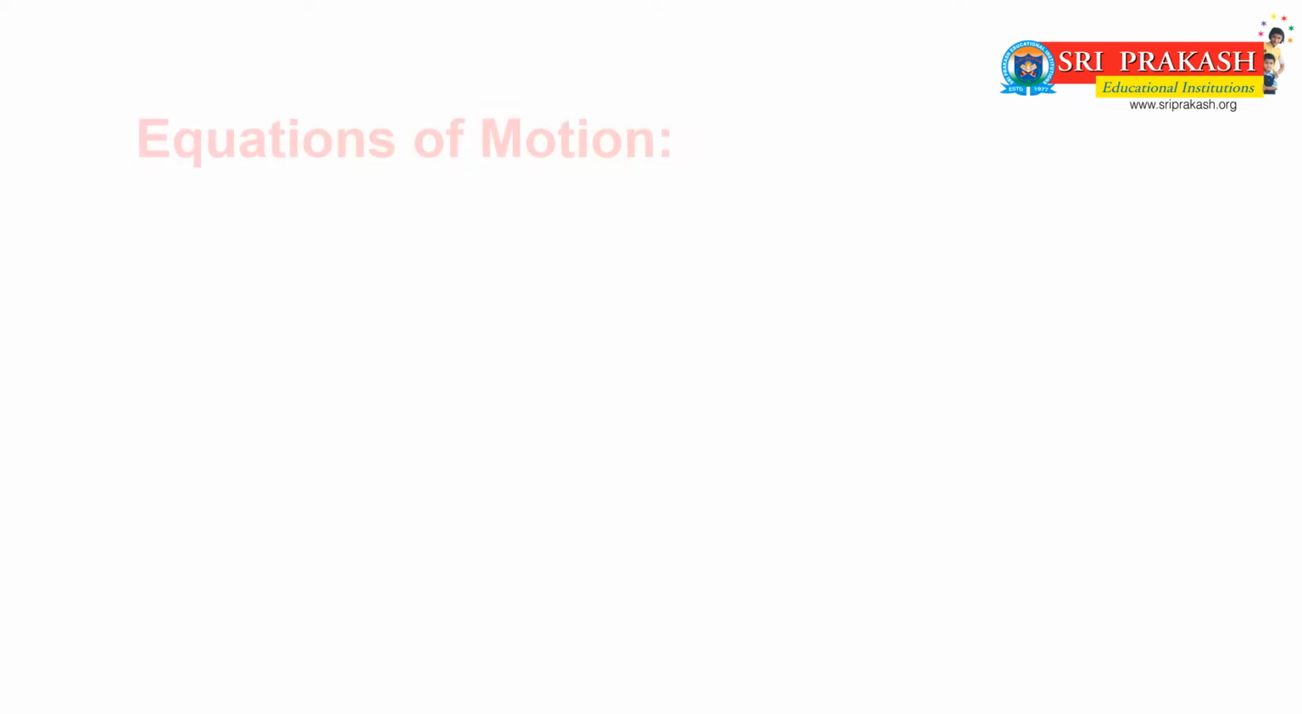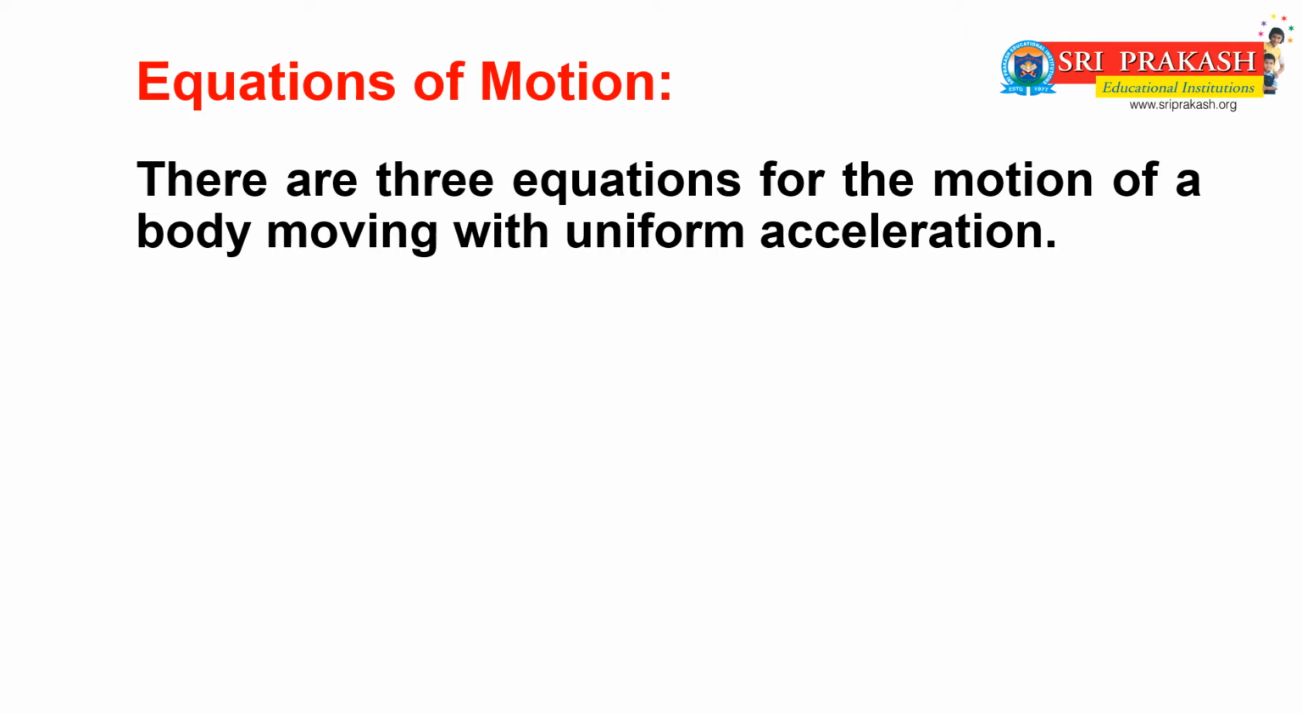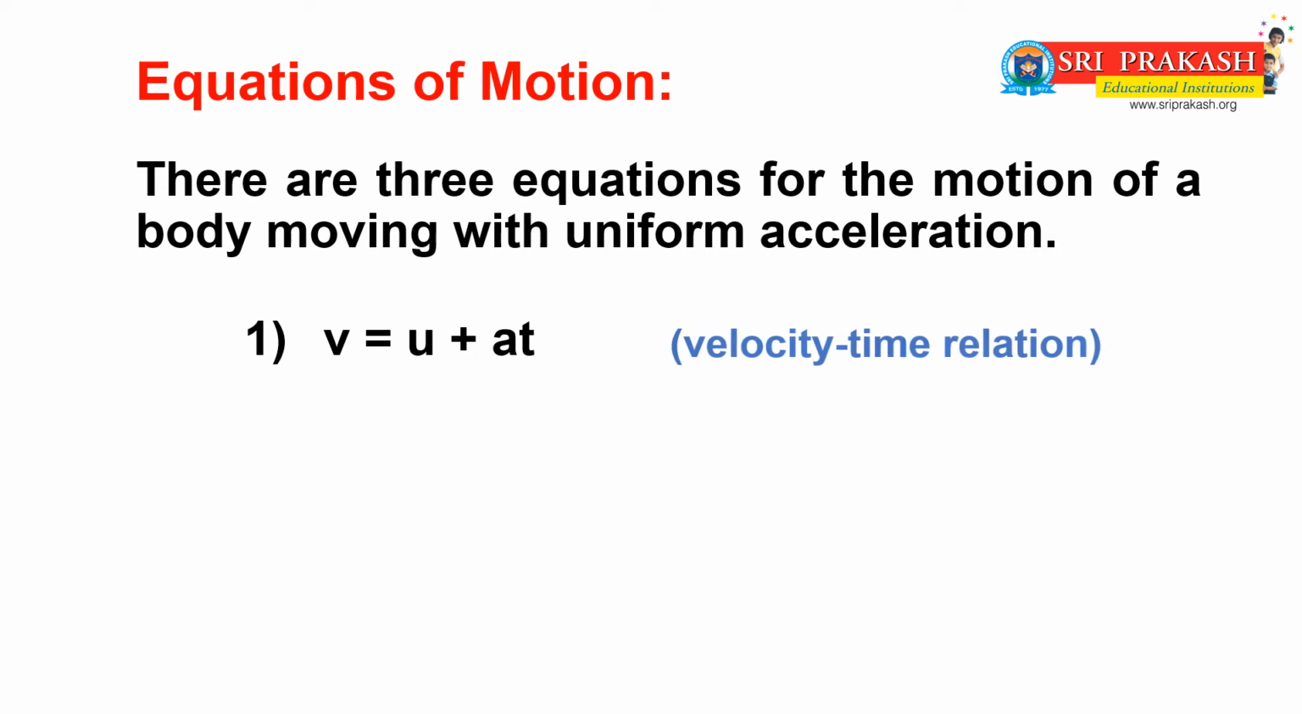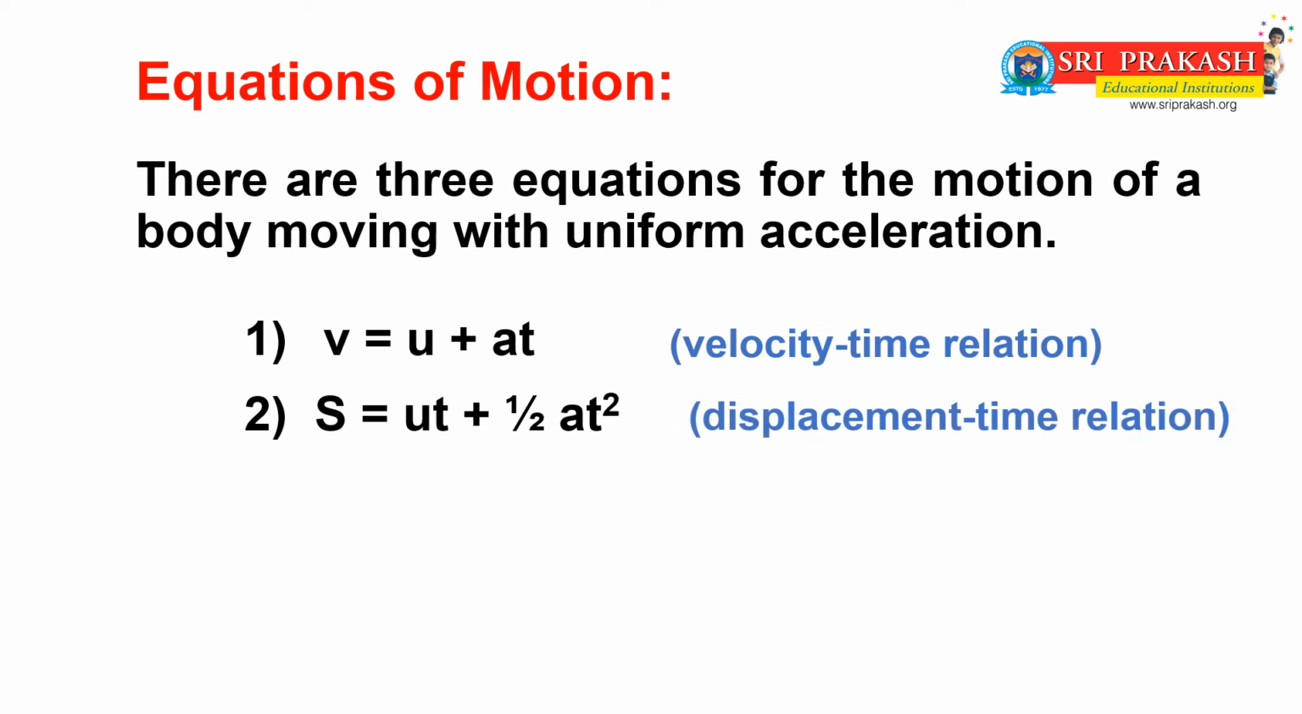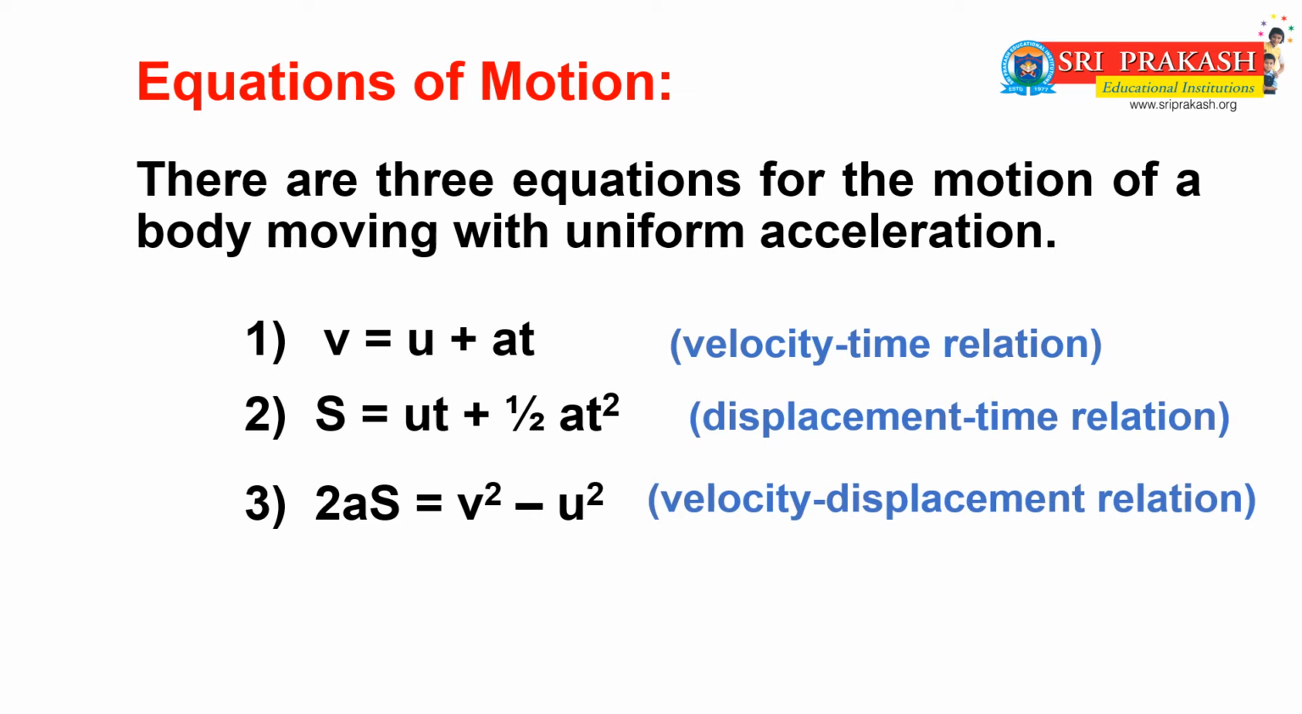Equations of motion. There are three equations for the motion of a body moving with uniform acceleration. The first equation is v = u + at. This equation gives the relation between velocity and time. The second equation is s = ut + ½at². This equation gives the relation between displacement and time. And the third equation is 2as = v² − u². This equation gives the relationship between velocity and displacement.